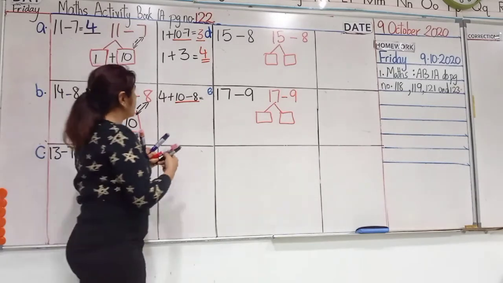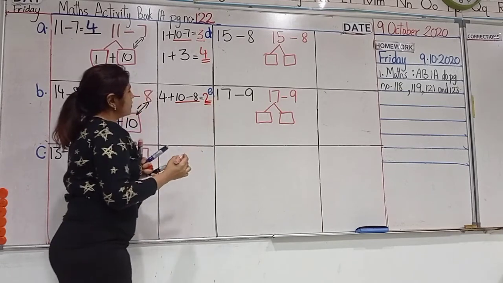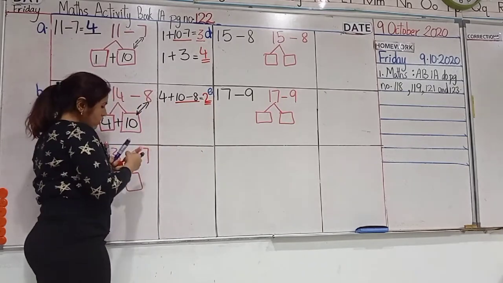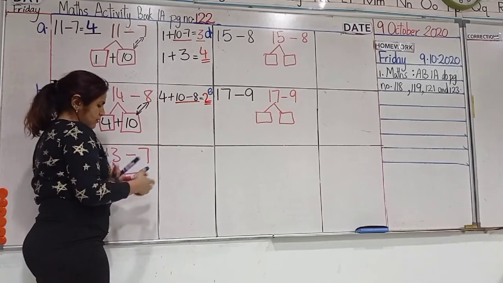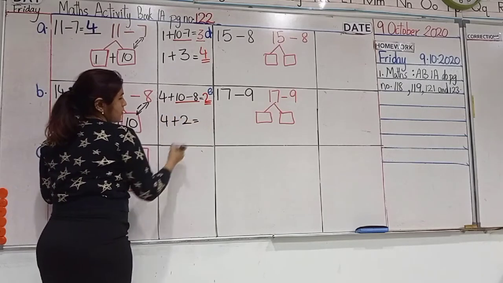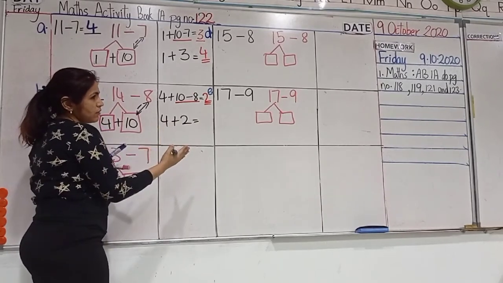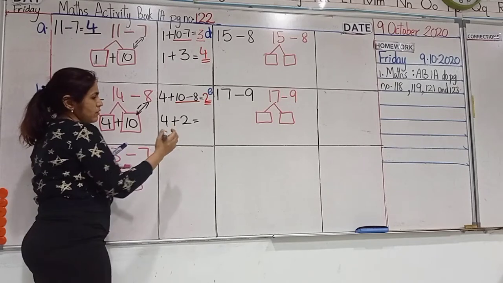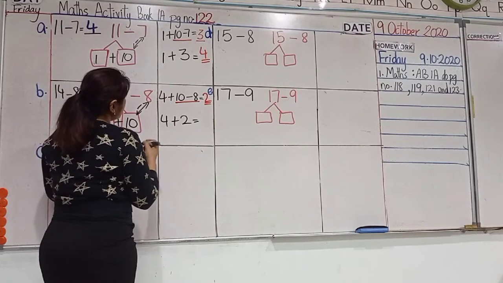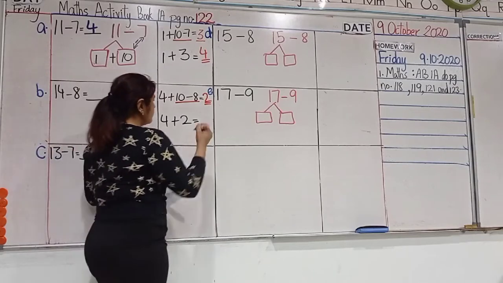2, correct. Now, what would be the next step? 4. Quickly. 4 plus 2 equals to... This one is plus, huh? This one is addition. For good counting. 6. Okay, sit down. Thank you. 6. How about the mental maths?